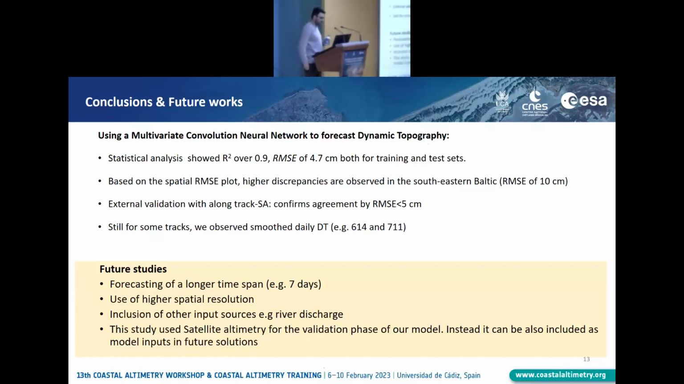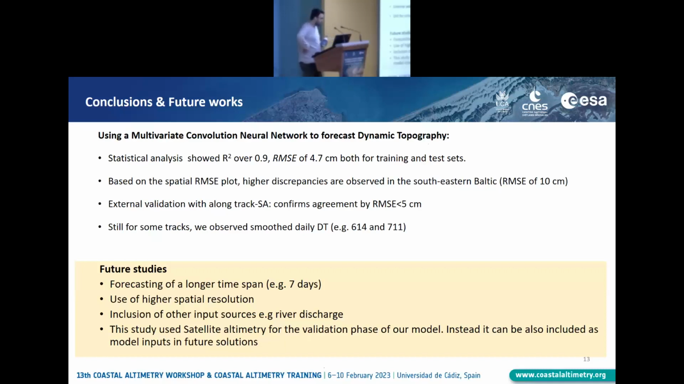Still, we have observed that for some tracks, for example 614 and 711, we have smoother stability compared to the satellite measurements. So, for future study, we can use a higher spatial and temporal resolution, maybe for addressing a longer time span. For example, 1 week, while we use 1 day ahead DT field prediction here. Also, we can add other features that were not considered here, for example river discharge or surface salinity.